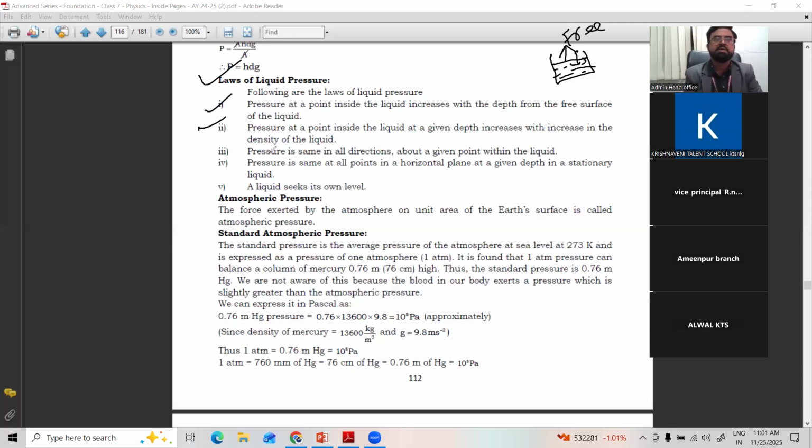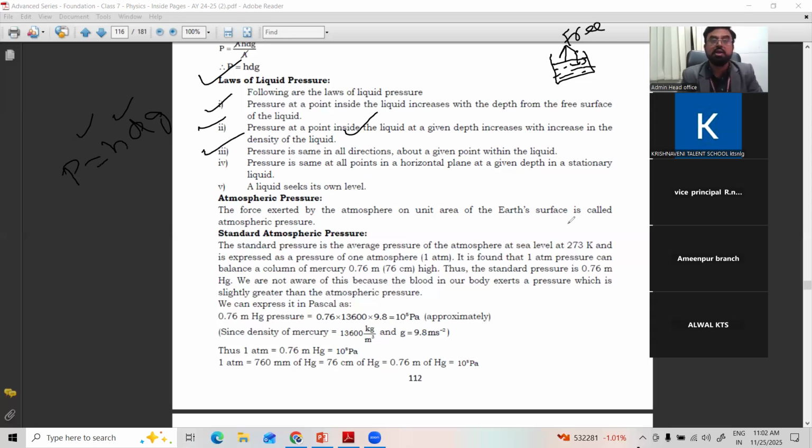Second, pressure at a point inside the liquid at a given depth increases with increase in the density of the liquid. It also depends on the density. That we have seen now. That is this formula only, P is equal to HDg: height, density, acceleration due to gravity. That's all, that is the explanation. All these three are mentioned in the form of the laws of liquid pressure. Right?